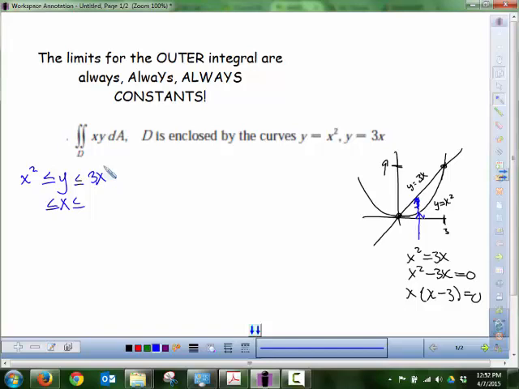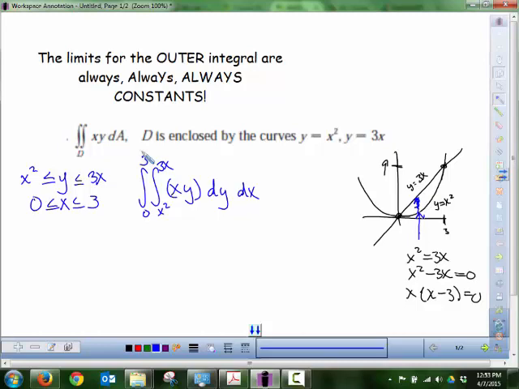What are my limits for x? Constants. They're constants. Damn straight they're constants. And they're going to go from 0 to 3 just by looking at my x limits. Okay? So that's one integral set up. I will integrate xy first with respect to y, going from x squared as my lower limit to 3x as my upper limit, and then the outer limits for x are constants going from 0 to 3. That looks innocent enough. We should be able to do this integral.